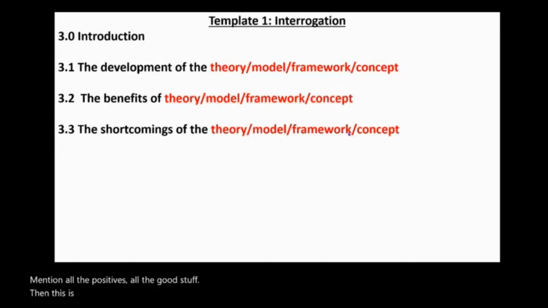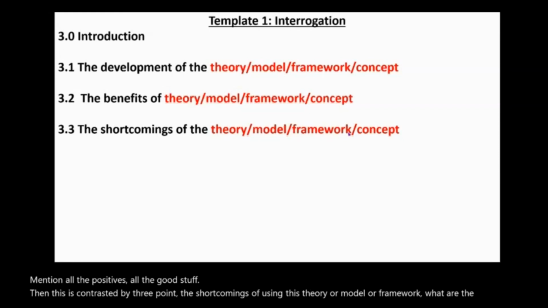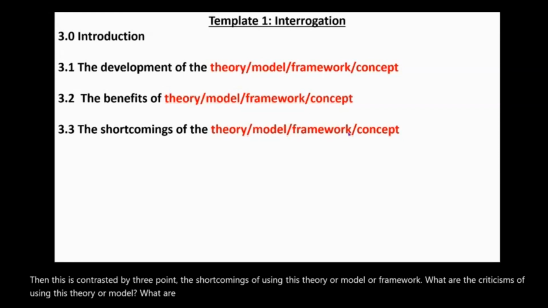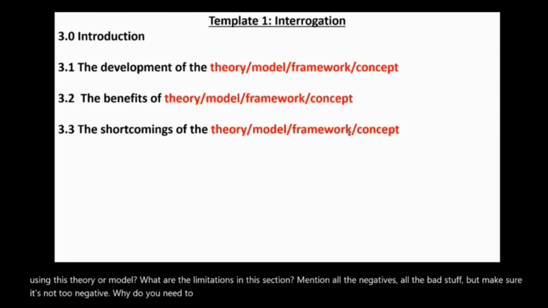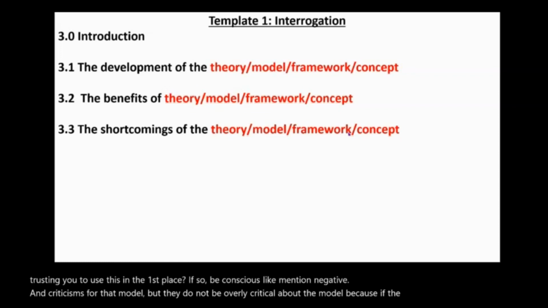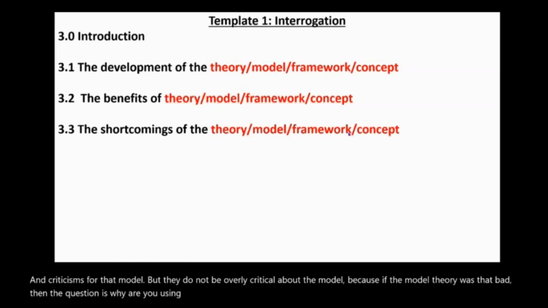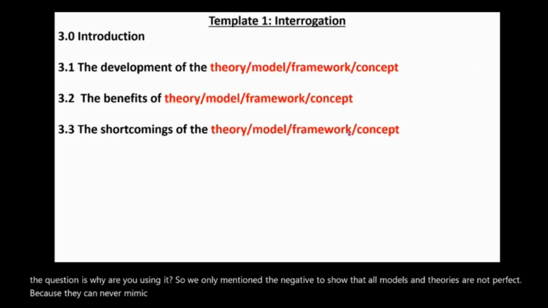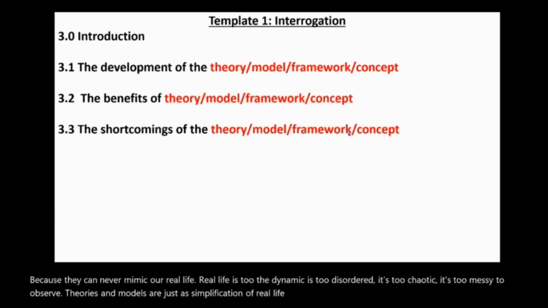Then this is contrasted by 3.3, the shortcomings of using this theory or model or framework. What are the criticisms of using this theory or model? What are the limitations? In this section, mention all the negatives, all the bad stuff, but make sure it's not too negative. Why do you need to avoid being too negative in this section? Because if the model or theory was that bad, then the question is, why are you using it? So we only mention the negatives to show that all models and theories are not perfect, because they can never mimic our real life. Real life is too dynamic, too disordered, too chaotic, too messy to observe. Theories and models are just a simplification of real life, but it's not real life.